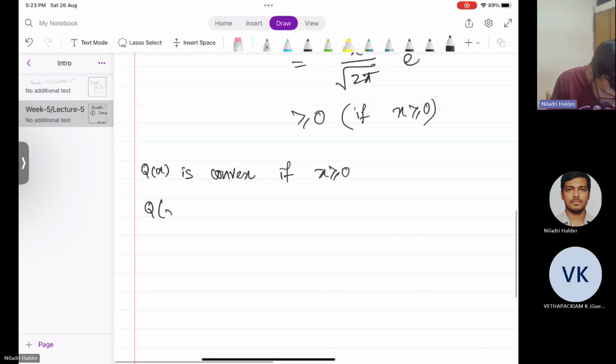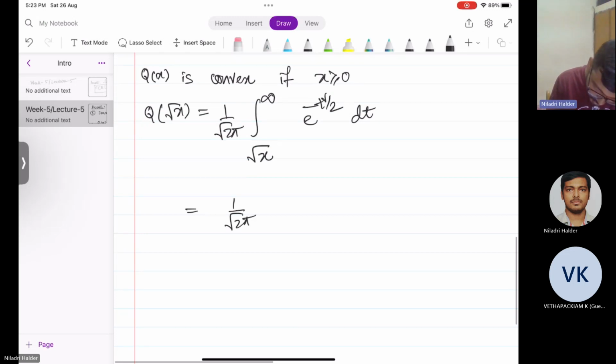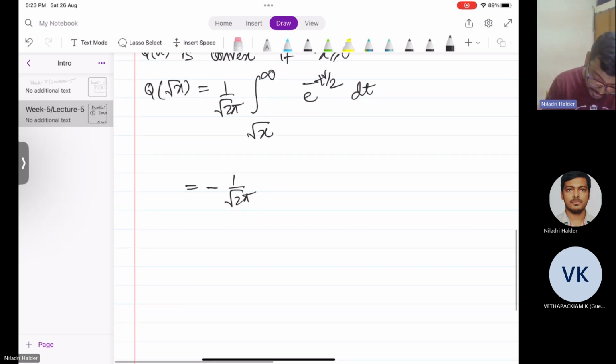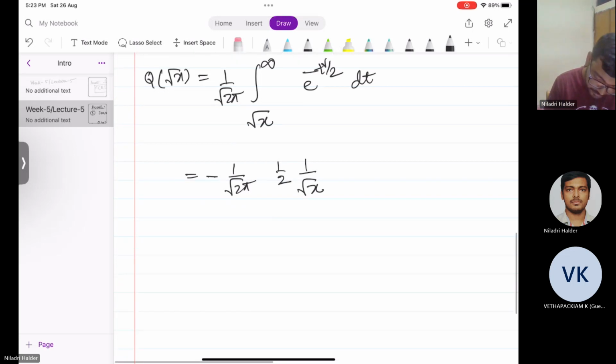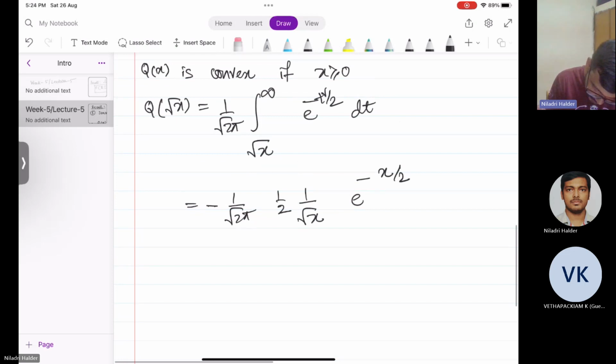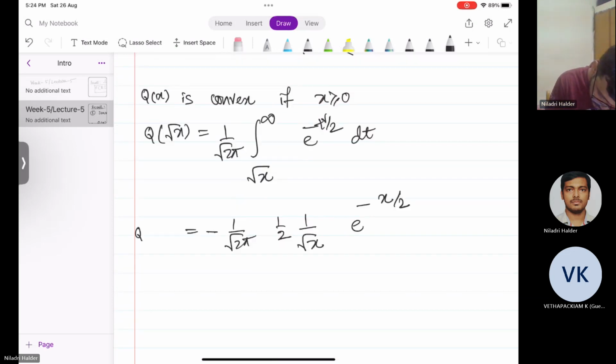And another one is Q of root x, that is equal to the integral from root x to infinity of 1 by root 2 pi e power minus t square by 2 dt. The derivative of the upper limit is 0, so minus 1 by root 2 pi, then the derivative of the lower limit root x, which is half times 1 by root x, and putting that value, minus x by 2. Suppose this function f(x) is equal to Q of root x. Then this is f dash x.